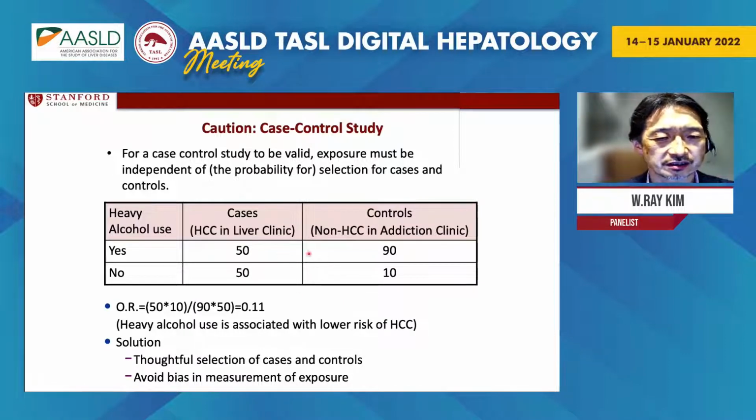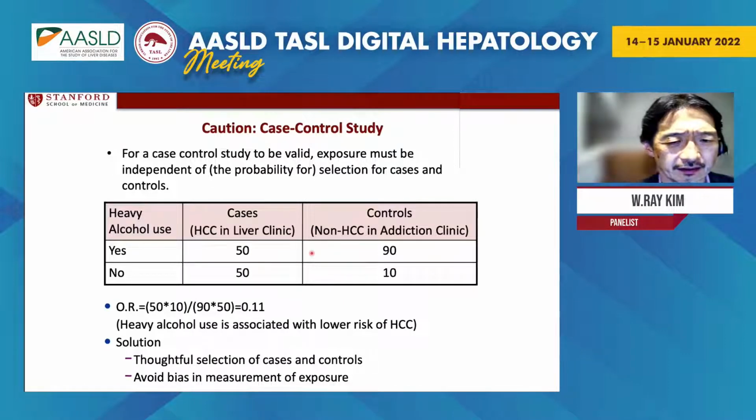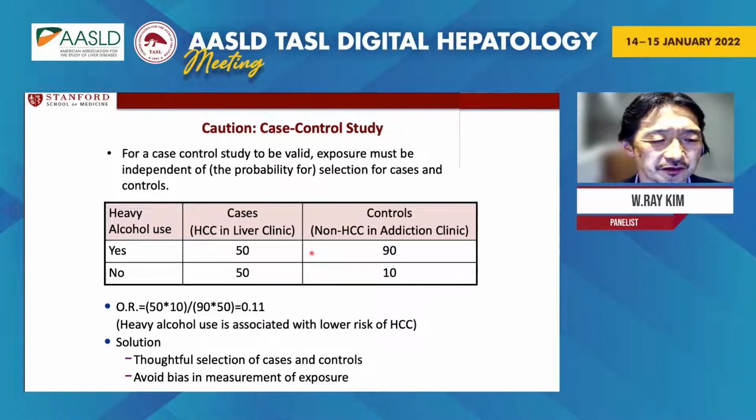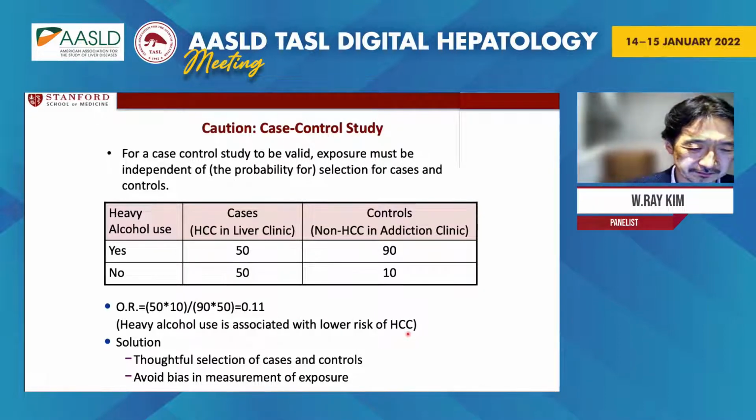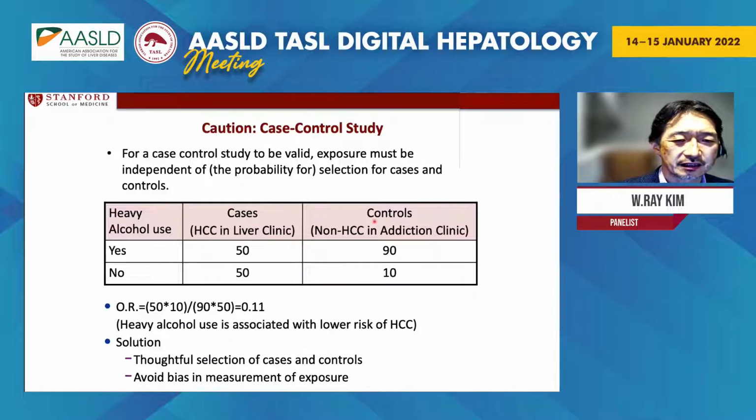So if you did this analysis, the odds ratio would be 0.1, which is interpreted as heavy alcohol use being associated with lower risk, only 10% risk of HCC compared to those who are in the controls. So again, this is a problem because cases and controls are not comparable.